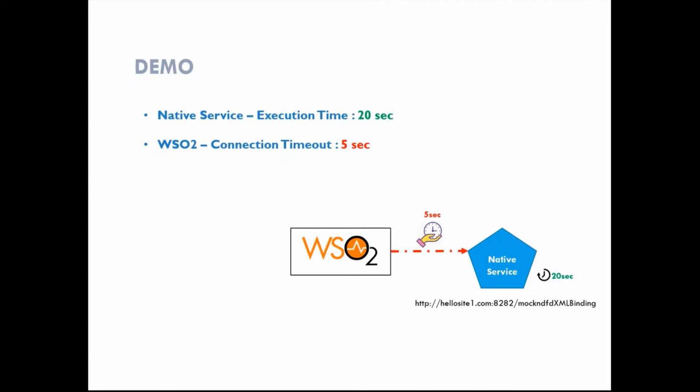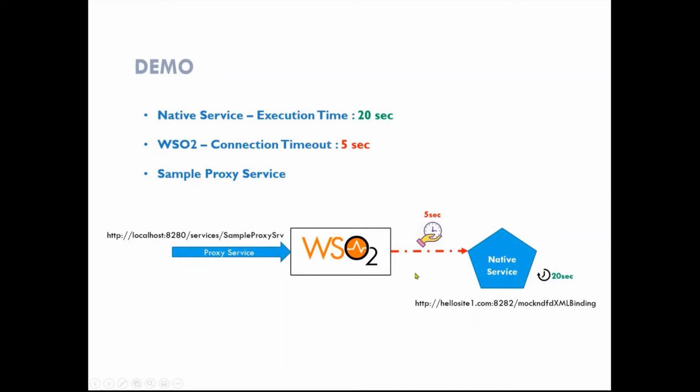Now you have a proxy service in the front of WSO2 that proxies the request to the native service. All of this is the demo setup, and from here we take it. A request comes into the proxy service, which is then handed off to WSO2. WSO2 in turn communicates with the native service and the native service responds back.